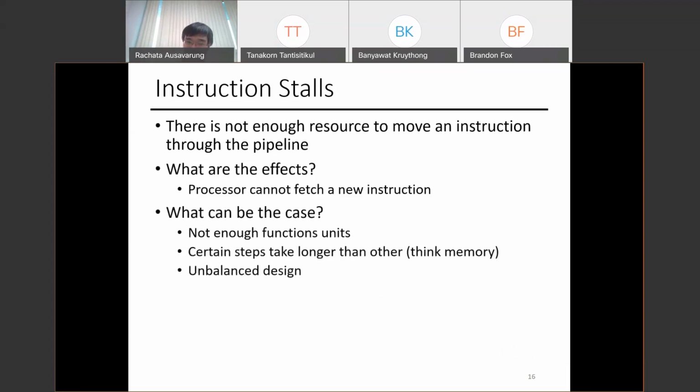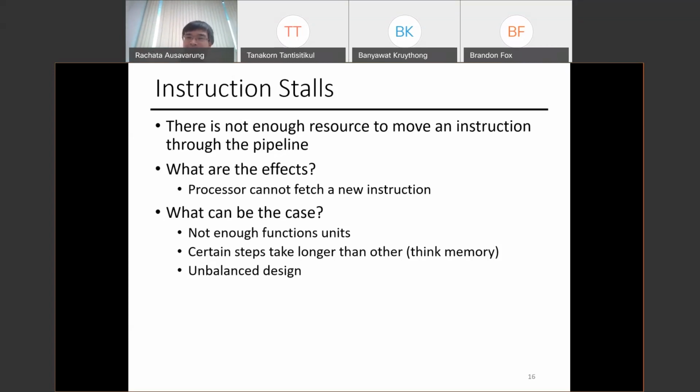What are the sources? You sometimes don't have enough functional units. Over here, you only have one multiplier, but you have 2 multiplication instructions, so you might as well buy one more. Some certain stuff takes longer than others, like memory, for example. Sometimes it takes 50 cycles most of the time. Okay, so what do you do? Sometimes you have an unbalanced design, right?